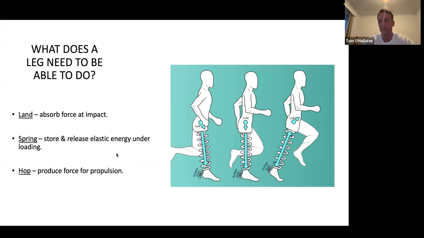So if we summarize that, all I like to think about is, if I'm assessing the function of someone's leg, what does the leg need to be able to do? To me, it needs to be able to land, it needs to be able to absorb force and impact, it needs to be able to spring, to store and release elastic energy after eccentric loading, and we need to be able to hop. So we need to be able to produce force to dig out of the hole for running or for hopping.